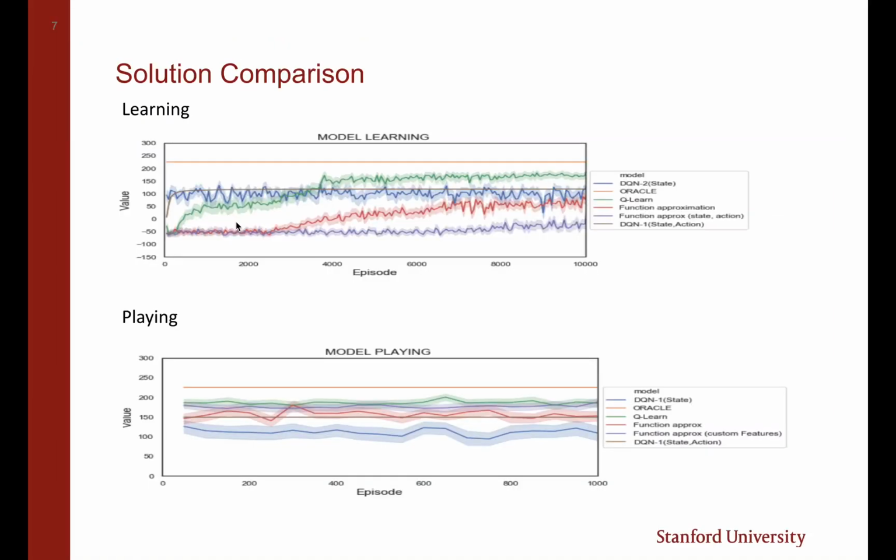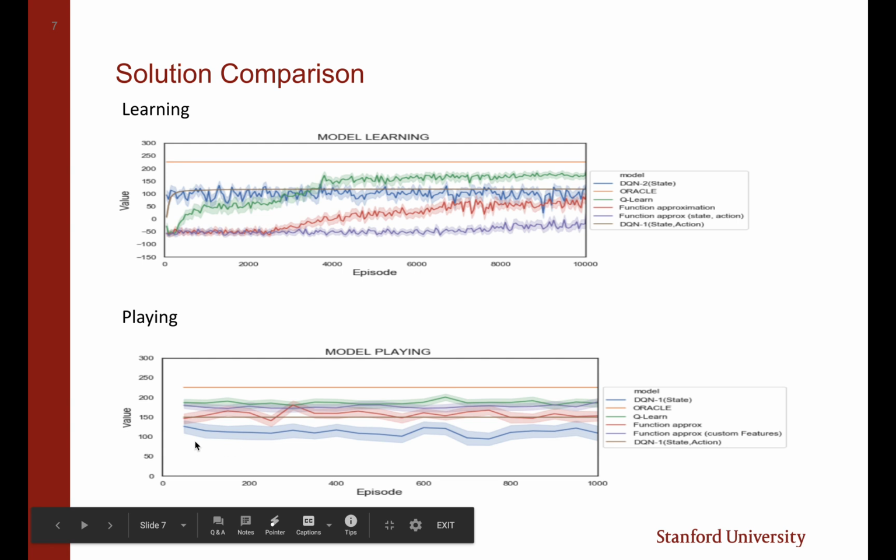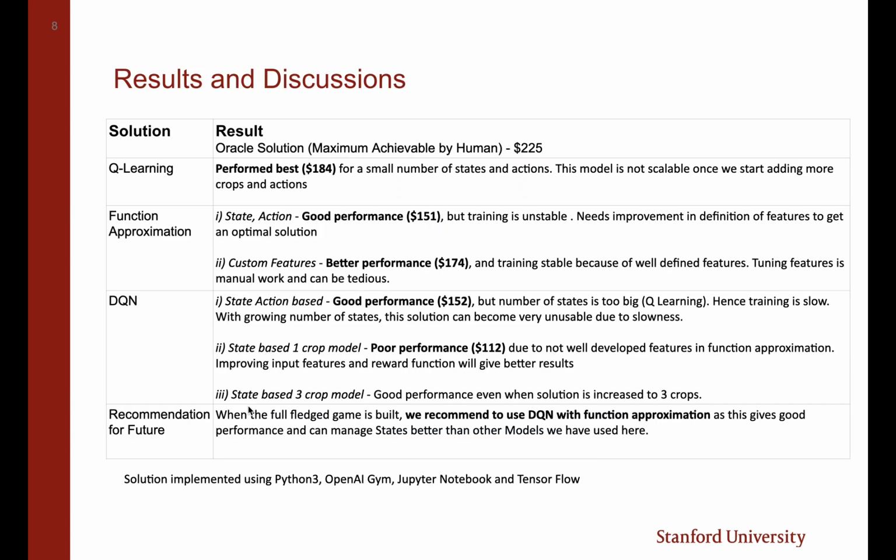Let's compare the results of different algorithms in these graphs. In the learning graph, as you can notice, in the green graph, Q-learning performed really well, whereas the function approximation didn't perform that well in learning. To our surprise, function approximation really performed well, as good as Q-learning, in the playing conditions. Let's compare the results to the Oracle solution, which is $225 here.